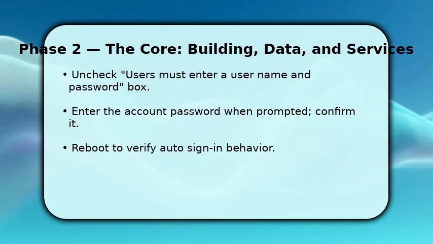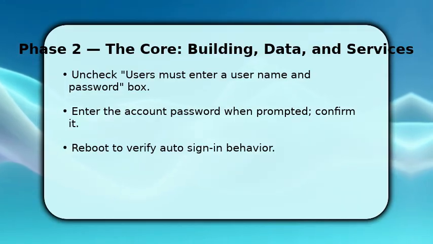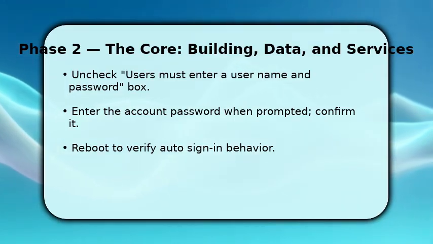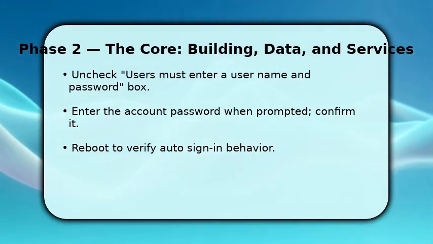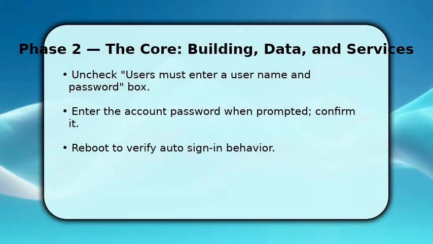With the user accounts dialog open, uncheck the box labeled Users must enter a username and password to enable automatic sign-in. After clicking Apply, Windows asks for the account password. Enter it exactly and confirm. This step stores encrypted credentials in your profile so Windows can sign in automatically. That's why admin rights and backup matter.